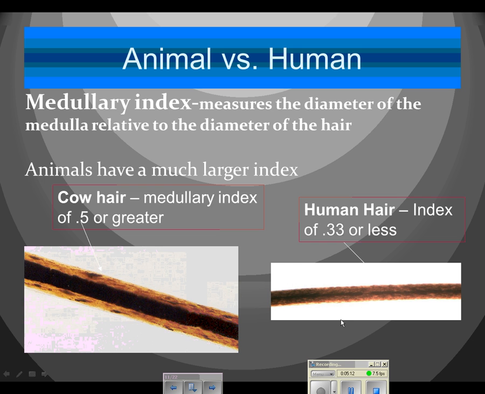Now, if we're going to compare animal hair and human hair, we could look at the medullary index, which measures the diameter of the medulla relative to the diameter of the hair. Animals other than humans have a much larger medullary index. For example, this is a cow hair, and we're going to have a medullary index of 0.5 or greater. So that means that this medulla is actually going to take up at least half of the total width, or the diameter, of this hair, whereas the human hair is going to be 0.33 or less, so less than a third of the diameter of the hair will be taken up by the medulla.